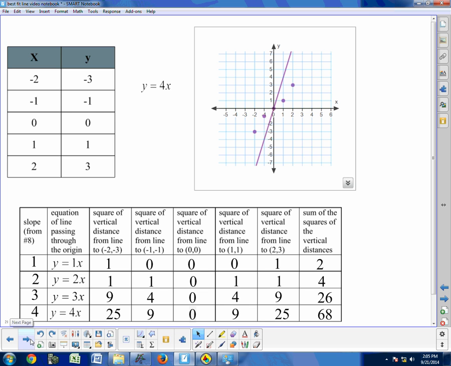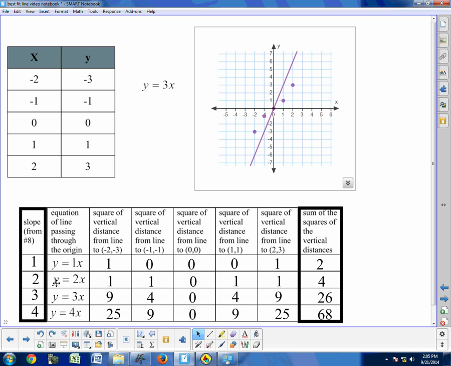So what program FITS does for us is it does this automatically. It takes the slopes that we feed it, calculates the sum of the squares of the vertical distances by using the lists, and then puts these numbers into list 4 and these numbers into list 5 for us.